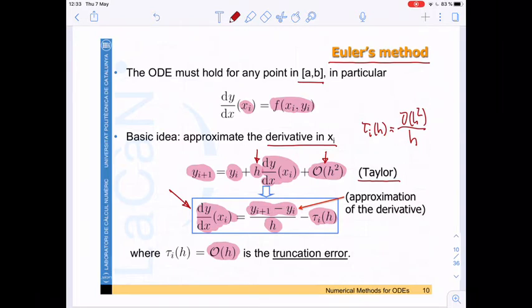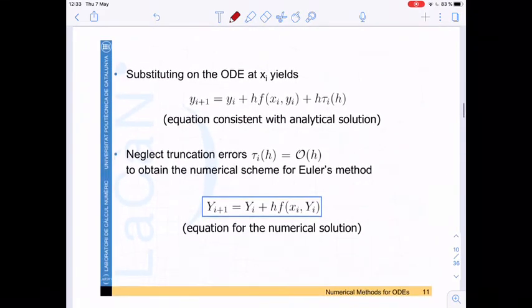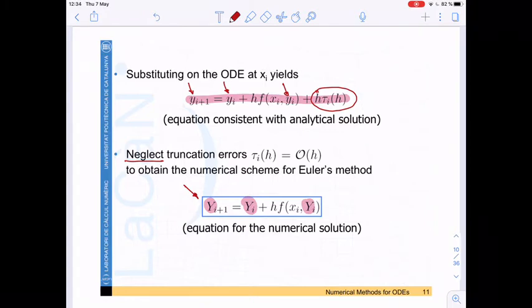What we're going to do now is, in this expression, replace f(x_i, y_i) here to obtain this identity. Please note that in this equation we are working with analytical exact values, because we are taking into account these truncation errors. What we do now to obtain Euler's numerical method is neglect these truncation errors and go from lowercase y to uppercase Y. So this boxed equation is one step of Euler's method. Let us illustrate this graphically.